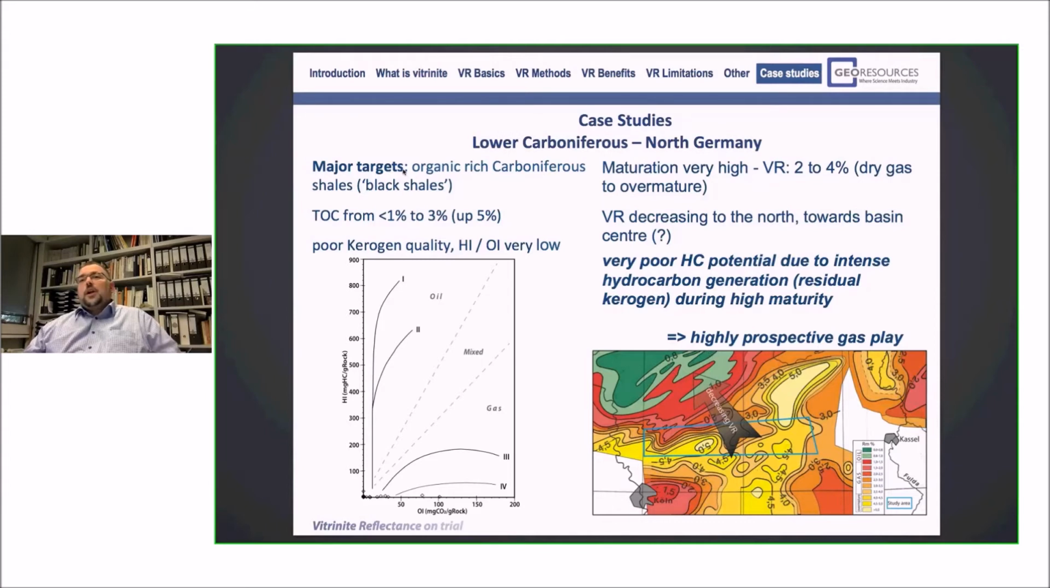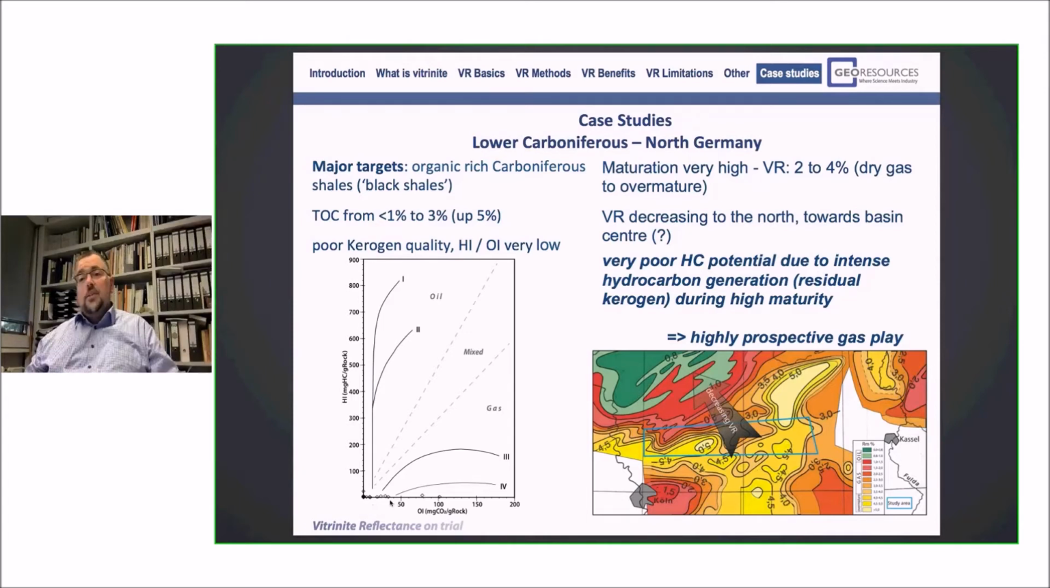The major targets in this study were the organic rich Carboniferous shales, black shales, which are not really black shales. They don't have the high TOC values black shales should have. TOC is mainly below 1 to 3%, sometimes up to 5%. And what is obvious is a very poor kerogen quality. You see all these samples are plotting down here, extremely low hydrogen indices and very low oxygen indices also.